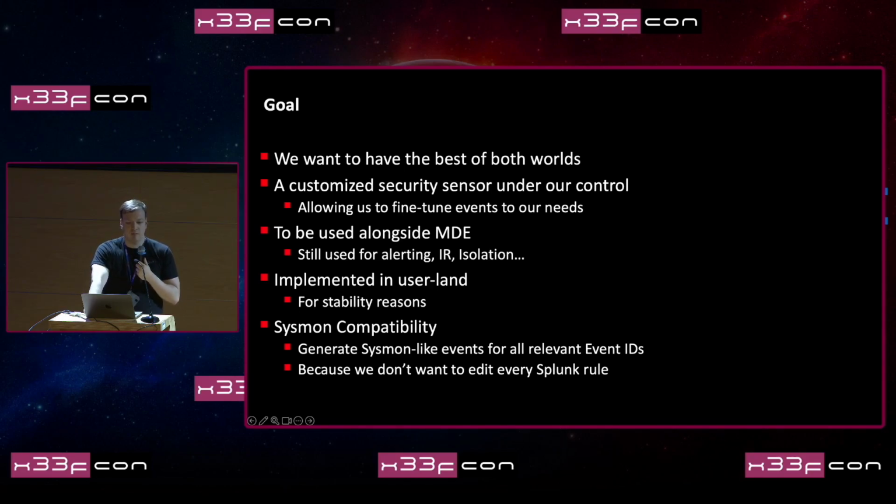So we want to have a customized security sensor, which is under our control, and which allows us to fine-tune the events to our needs. We want to be using our security sensor alongside MDE, because we still want to use it for things such as incident response, client isolation, and these kinds of things. We want it to be implemented in userland, as Sysmon is, simply for stability reasons. And the events that we emit must be compatible with Sysmon because we do not want to rewrite every single SPL rule we have, simply because we are now using another sensor.